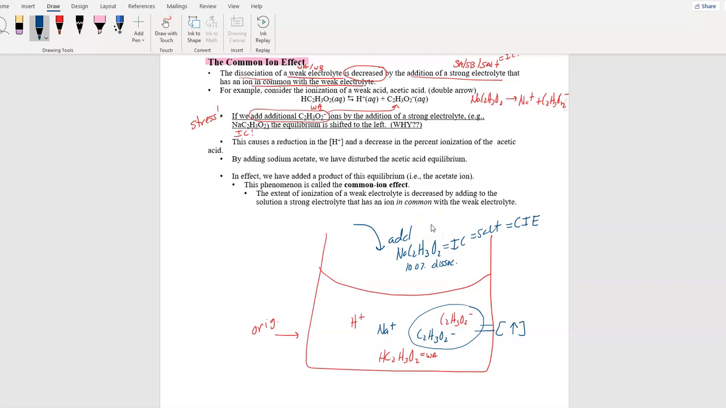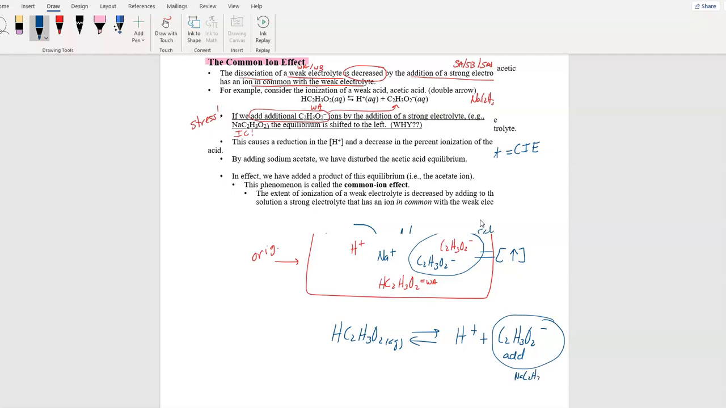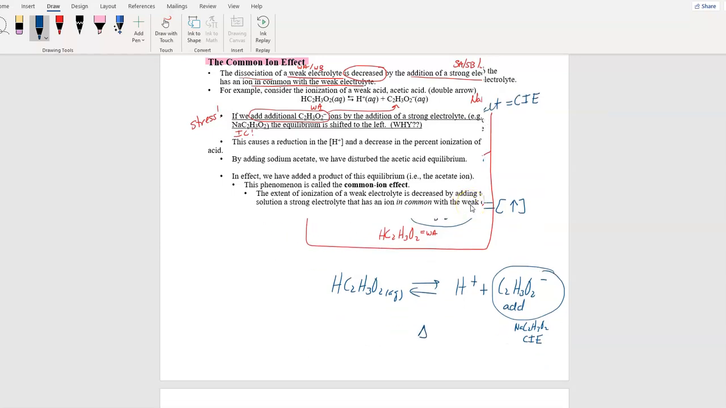Well, remember Le Chatelier's principle. Here's my equation: the original acid and C2H3O2-. If I add more acetate from sodium acetate, we don't care about the sodium. Sodium's not part of the show. We care about this acetate because that is our common ion. What's going to happen to our equation? It's going to be a little teeter-totter going on.